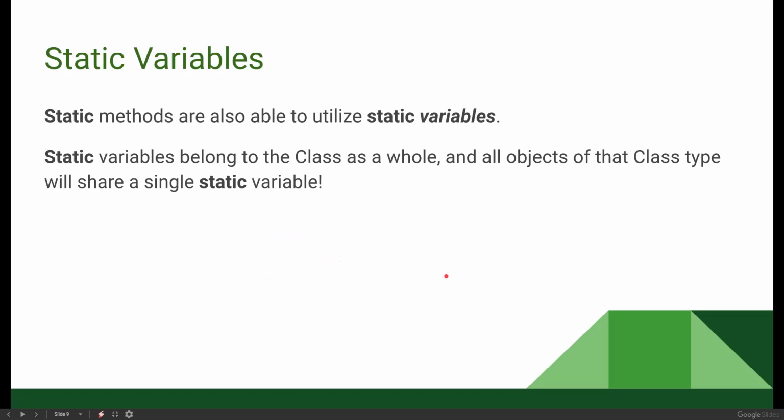So that's information about static methods. We knew most of that already. Now let's talk about static variables. Static variables are going to belong to the class as a whole, and all objects of that class type are going to share one static variable.